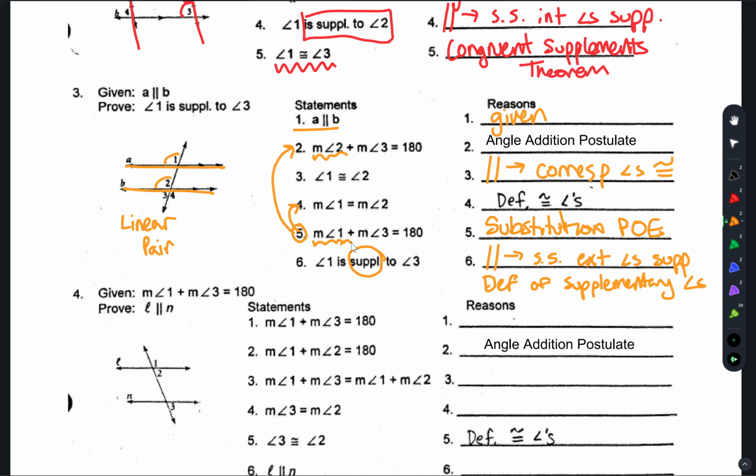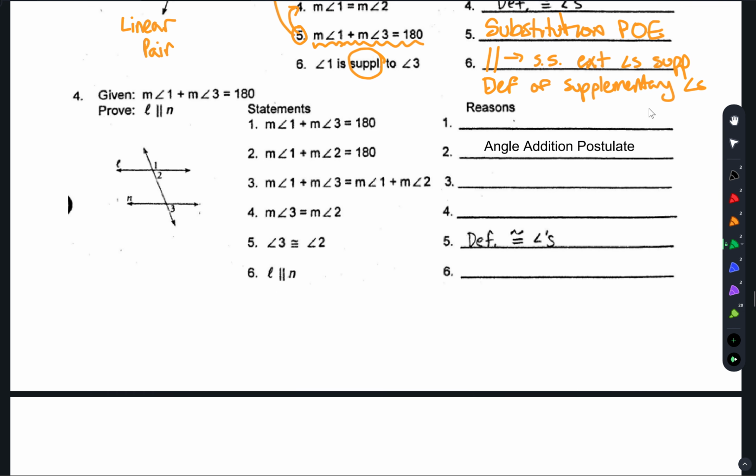Because I'm saying that 1 plus 3 equals 180, that is my definition of supplementary angle. So they were leading us towards that one, but if you saw 6 and you said same side exterior angle supplementary, I would take that too. Questions on that one? Not too bad so far, right?